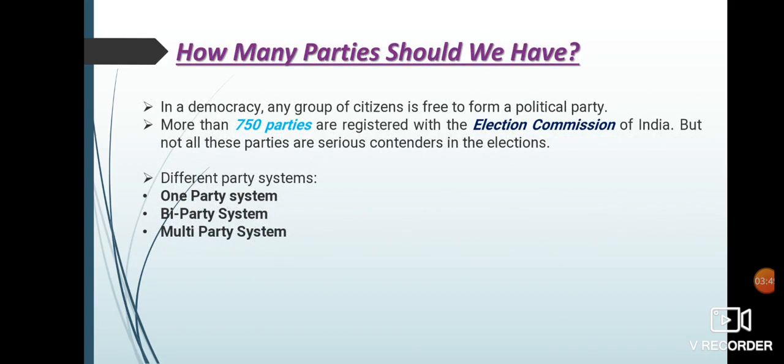Let's move to the next topic of the chapter: how many parties should we have? In a democracy, any group of citizens is free to form a political party. And in our country, India, more than 750 parties are registered with the Election Commission of India. But not all these parties are serious contenders in the election. We have different party systems in this world, like one-party system, bi-party system, and multi-party system.